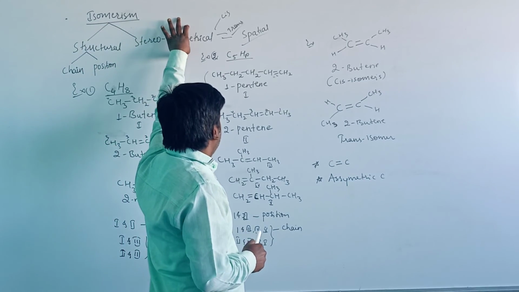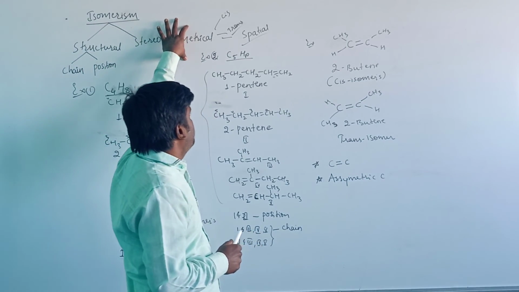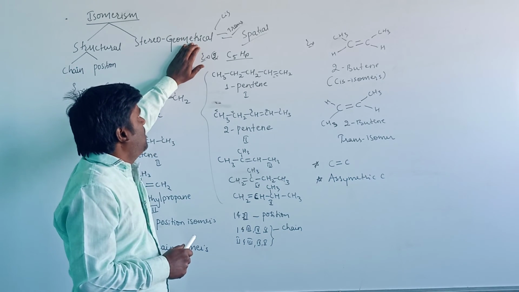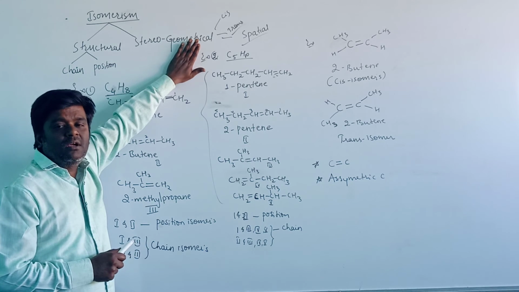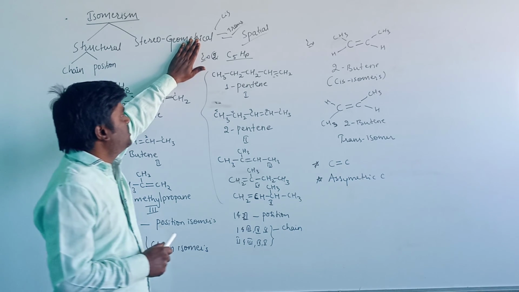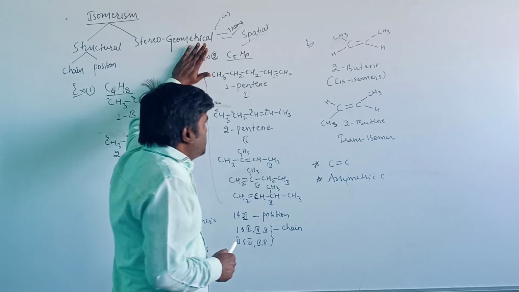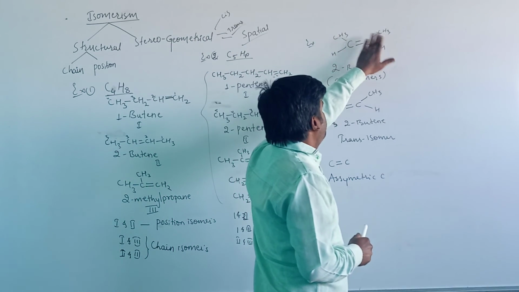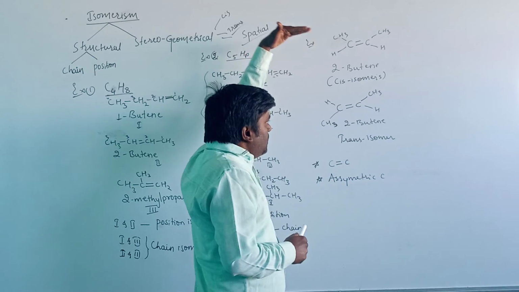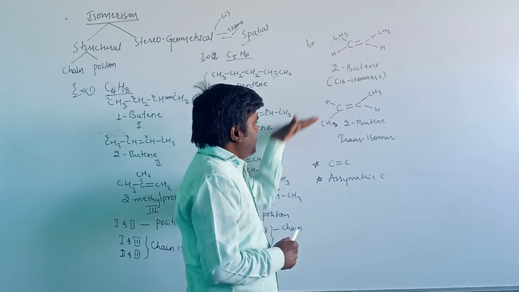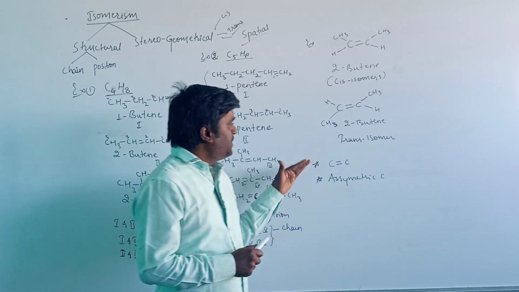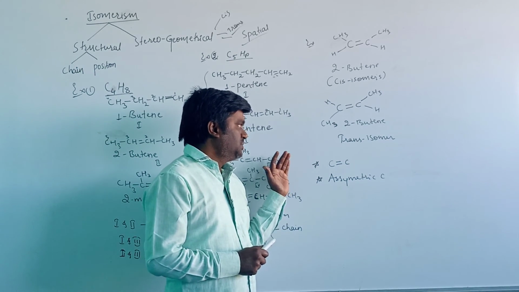Geometrical isomerism: these are the spatial type, that is, they differ in the spatial arrangement of atoms, which is restricted towards the carbon-carbon double bond. The example is 2-butene. These are the two types, cis and trans. If the same atoms are present on the same side, that is known as cis isomers. If the same atoms are present on the opposite side, that is known as trans isomers.